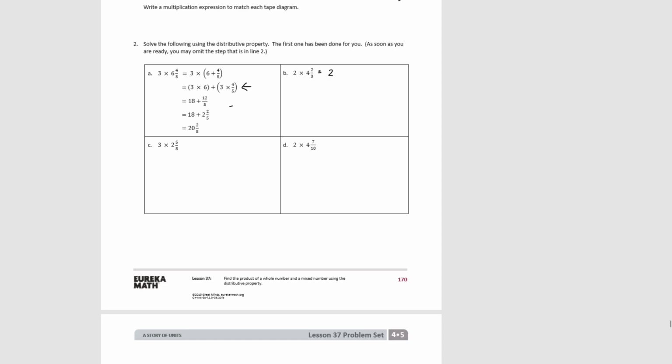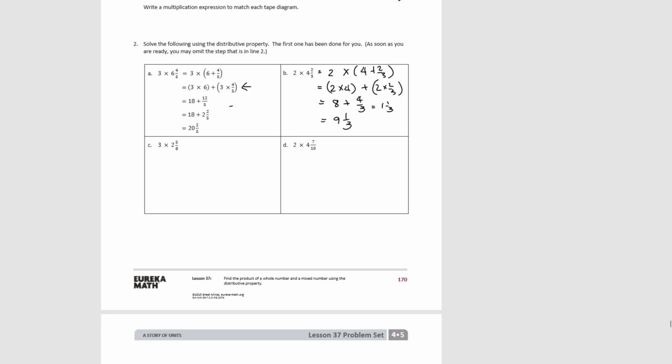So we start with 2 times 4 plus 2/3. And let's write out that line 2 this time. So this would be 2 times 4 plus 2 times 2/3, which would be 8 plus 4/3. And 4/3 would be equal to 1 1/3. So we would finally end up with 9 1/3.